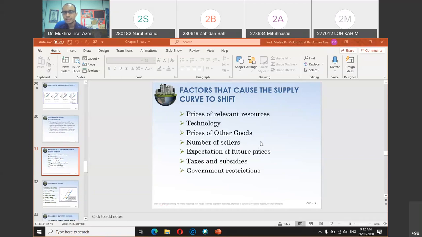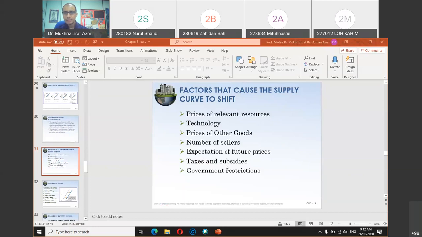The same thing, for example, in the smartphone market. Previously, maybe 10 years ago, we only had a few brands in the market like Samsung, Nokia, but now you have more than 10 good brands, especially the Chinese brands, Oppo, Vivo, Realme and whatnot, besides other established brands like Samsung from Korea, Apple and others. So the number of sellers increasing means the quantity supplied of smartphones will also increase, so that will cause the supply to shift to the right.